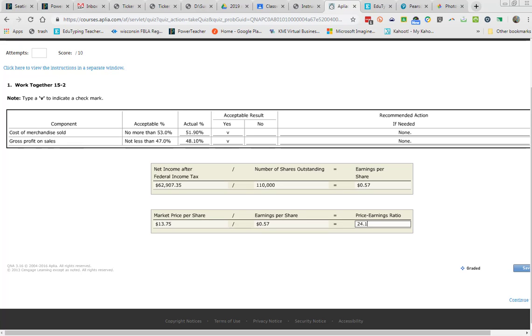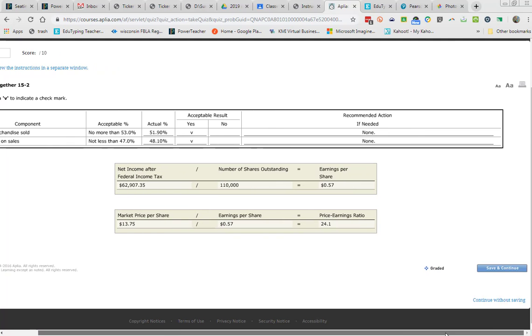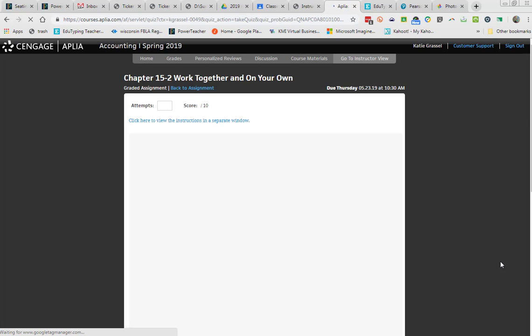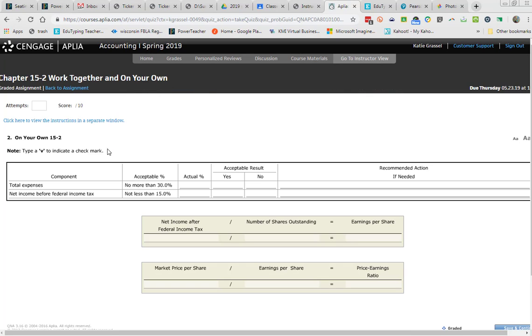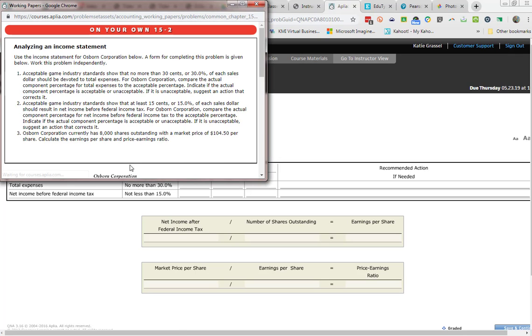Now, I don't like this work together example because there is no option where it says no for us to take a look at what you would say. So let's go ahead and click on save and do on our own together.